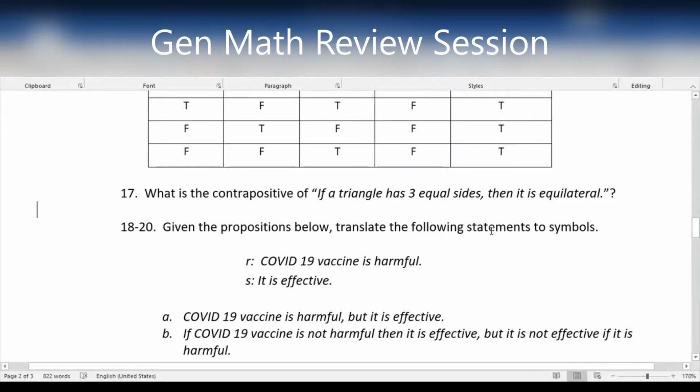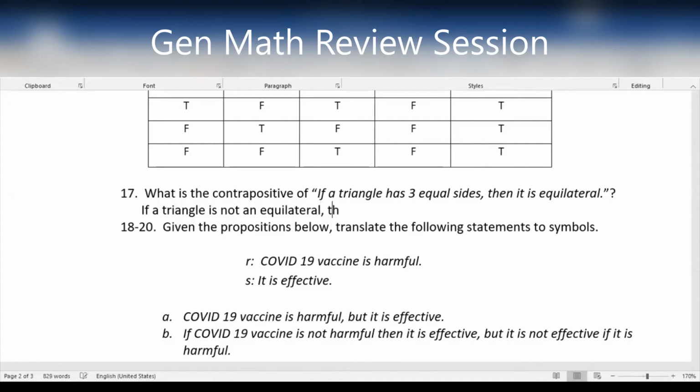Sige, contrapositive, you get the negation of both propositions, pero mas unahin yung last. Then it is equilateral. So, since you will start with if, tapos pagbabalik na rin nyo yung dalawa, if a triangle, pwede nyong i-copy yun, tapos iduktong nyo yun, is not, kasi you have to get the negation. If a triangle is not an equilateral, then, ano yung next? Then, it has no 3 equal sides, or it can also be, then, its 3 sides are not equal.